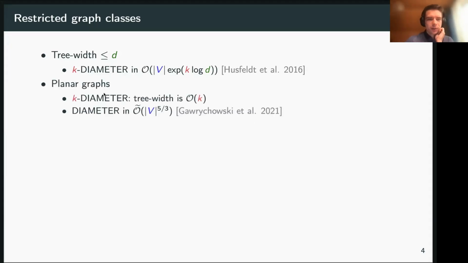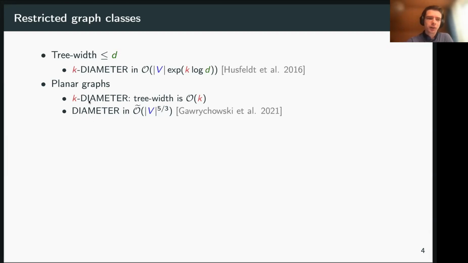We also have planar graphs. So if we talk about K diameter, the variant where we can have the dependence on the diameter length, then we can show that if a planar graph has diameter at most K, then its tree-width is bounded by 3K, if I remember correctly. So we can just run the algorithm for tree-width and get a linear algorithm to test this.